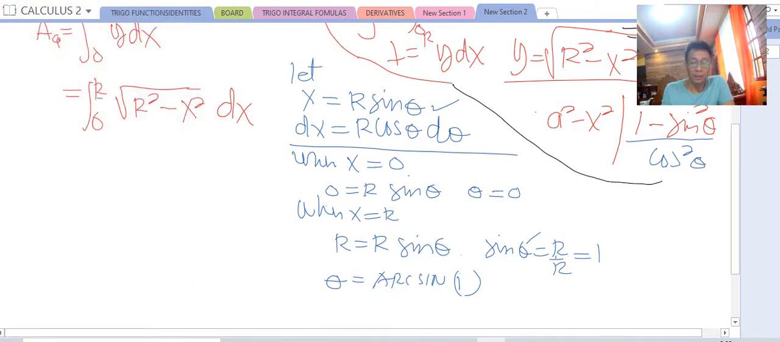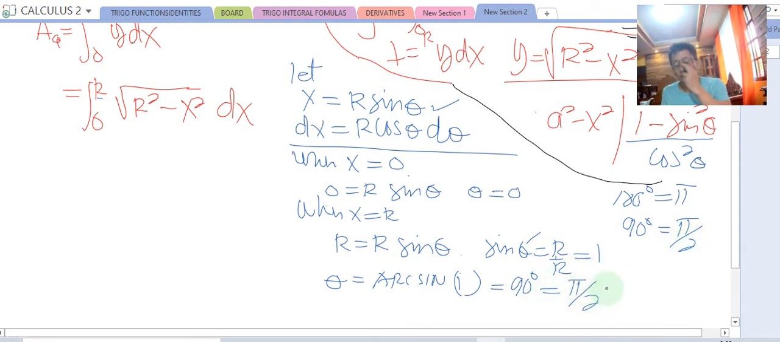Okay, so nakita nyo naman yung arc sine kanina, so this is equal to 90 degrees. Pag nagko-compute tayo, hindi in degrees kundi in radians. So convert natin yung 90 degrees sa radian. We know that 180 degrees is equal to pi. Nasabi ko na ito noon. Therefore, pag i-divide mo ito, this becomes 90 degrees. Of course, divide din yun sa kabila. Kaya yung 90 degrees equals pi over 2. Therefore, this is equal to pi over 2.